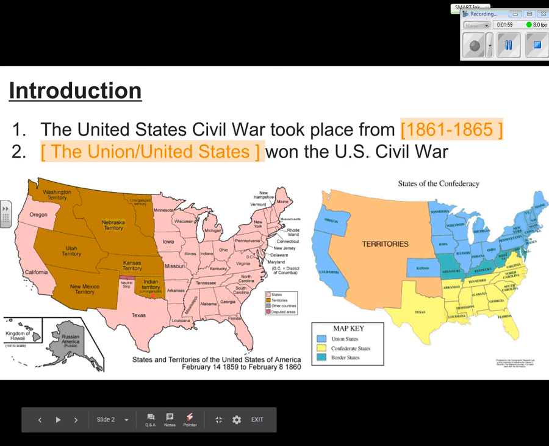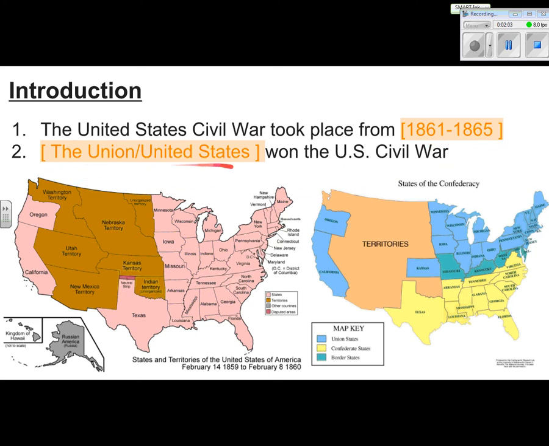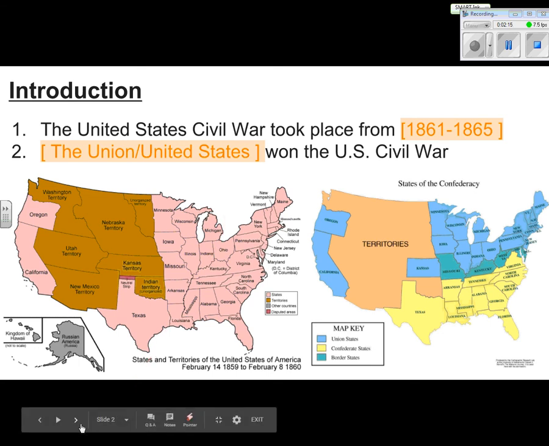Main point is Civil War takes place 1861 to 1865. No surprise here. The Union or the United States won the Civil War. I just do that to get to our point that this isn't so much about the details of who did what when. This is about the big impact of the whole war on the U.S. psyche, which is why it's still a big deal today.